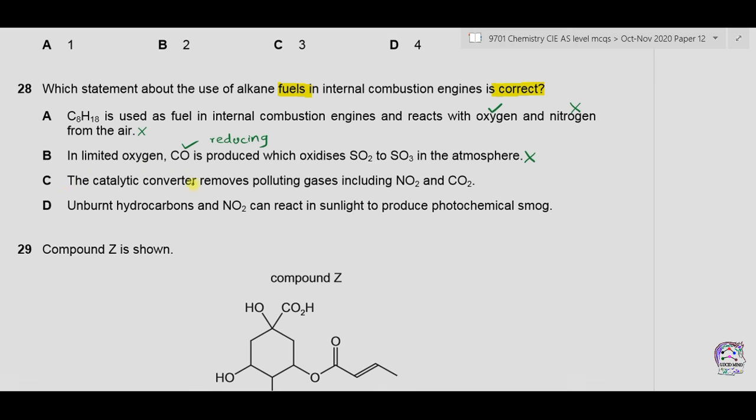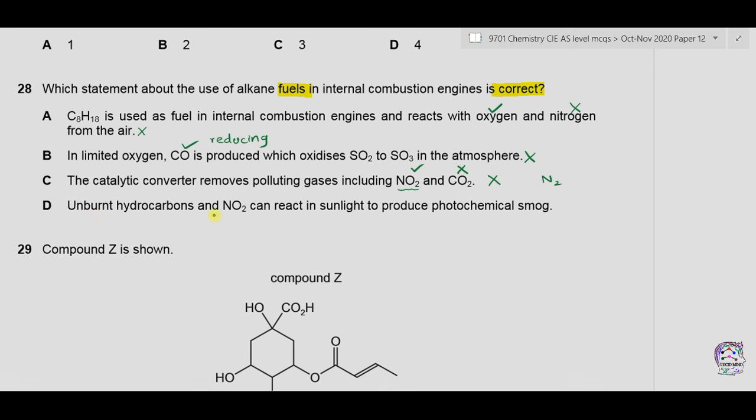C. The catalytic converter removes polluting gases including NO2 and CO2. Now, NO2 is acidic gas and it is polluting in nature and it is converted into nitrogen in catalytic converters, and CO2 is not a polluting gas and it is not removed by catalytic converter, so C is incorrect.